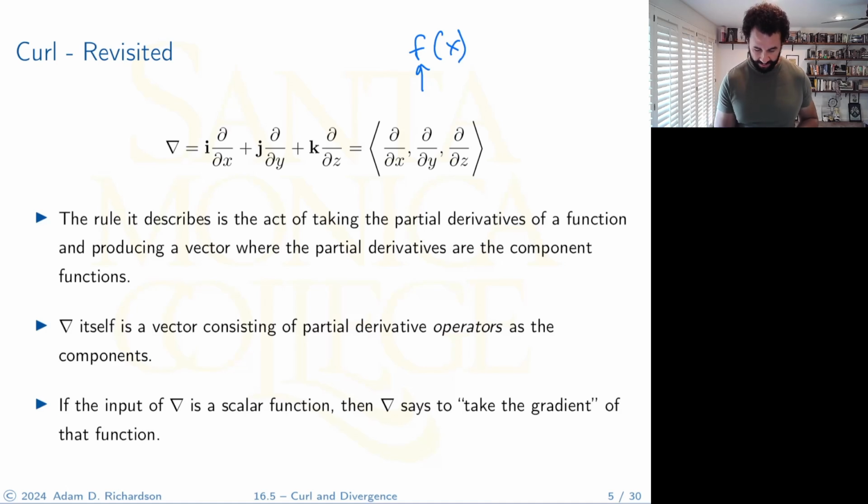All right. So del itself is a vector consisting of those partial derivative operators. These are the operators. That's what's going on. If the input of this is a scalar function, then what's nice is del is literally saying to take the gradient of that function. So it naturally agrees with the context in which we've seen it in the past. That's what's going on. All right.